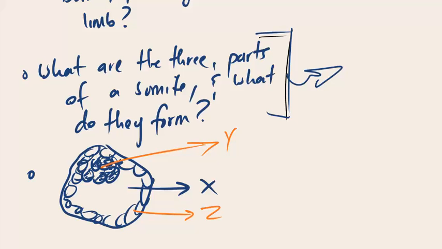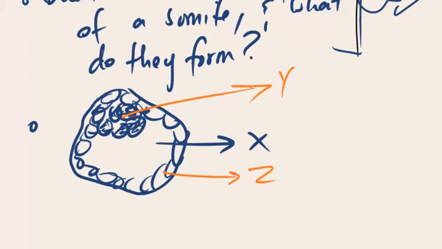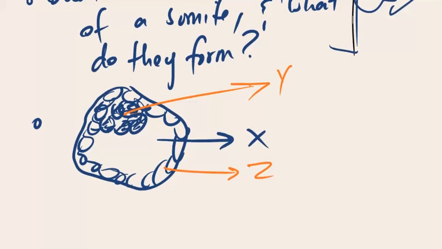The sclerotome forms the axial skeleton, which is composed of the vertebrae and the ribs. The myotome forms the muscles. That's right. And the dermatome forms the dermis and the superficial fascia. Perfect. Nailed it.